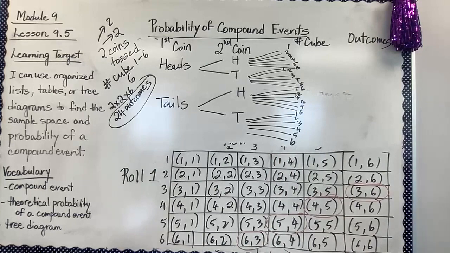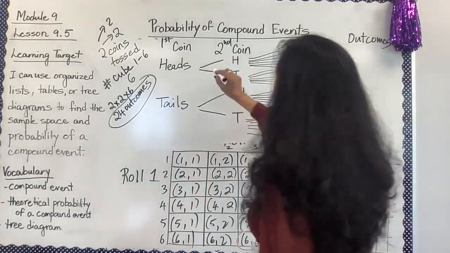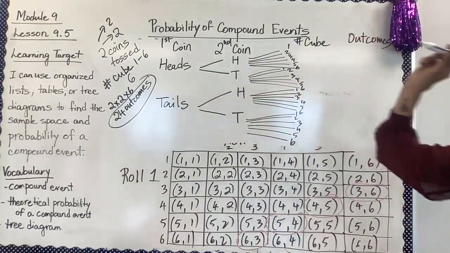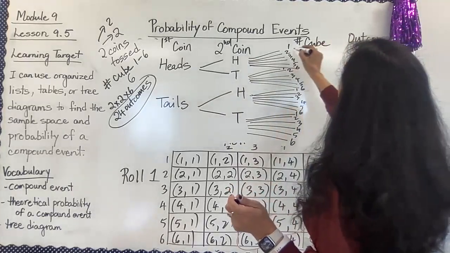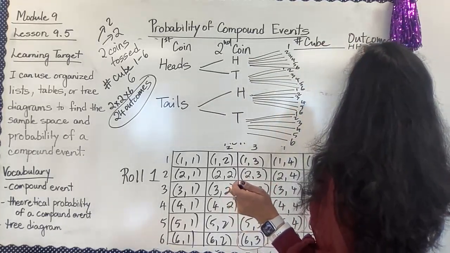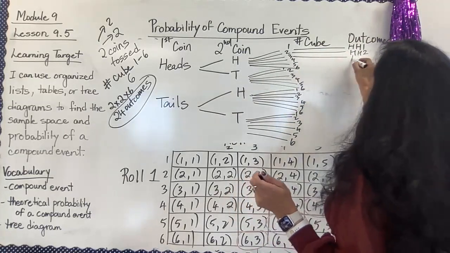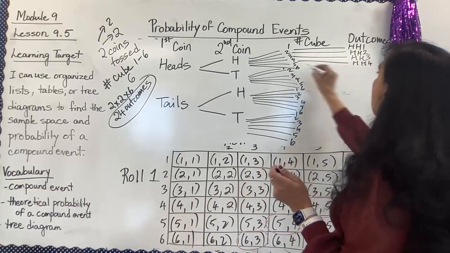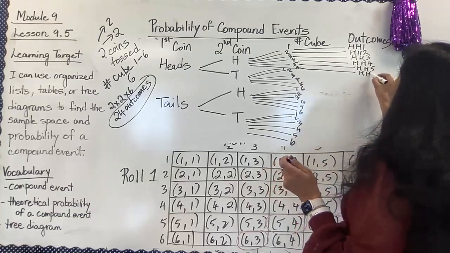Now, in the first, this is heads and heads. So all of this is heads, heads 1, heads, heads 2, heads, heads 3, heads, heads 4, heads, heads 5, and heads, heads 6. That's what I'm getting as my outcomes over here.